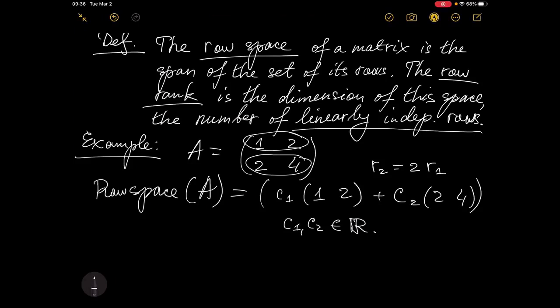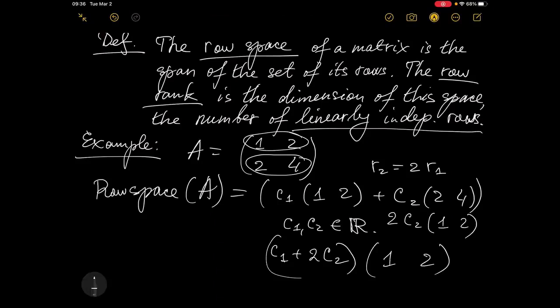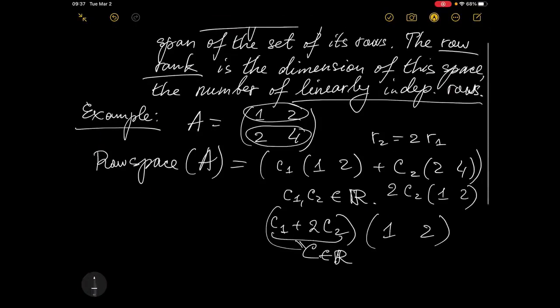That makes sense. Yes, because have a look. This is what I can do. I can write that C1 times (1, 2) plus C2 times (2, 4), where 2C2 equals to 1, 2, right? And then I'm getting (C1 plus 2C2) multiplied by the row (1, 2), right? But because C1 and C2 are arbitrary, I can just say that this is just an arbitrary real number and that's it, right? So I can throw away the second row without changing the span, right?